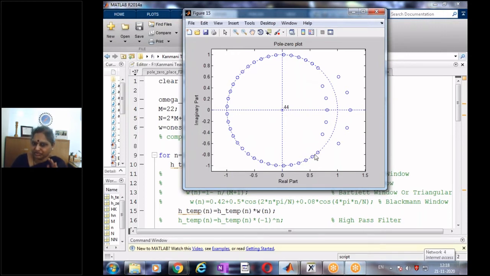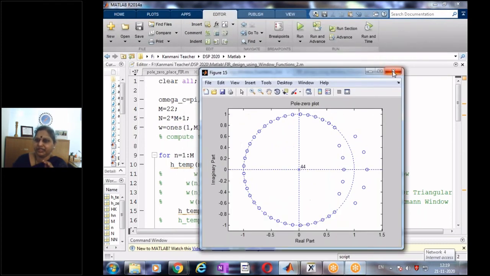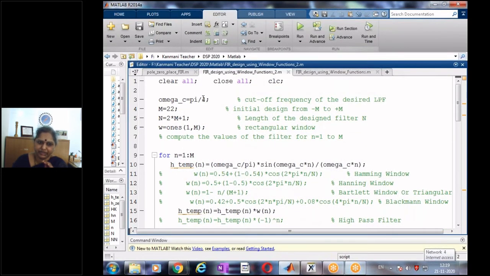See, most of the zeros are on the unit circle and a few zeros on the right half. By looking, I can make out that this is my cutoff frequency pi by 4. So let me change my cutoff frequency now. Instead of 0.25, since pi by 4 is nothing but 0.25 pi, let me make it, say, 0.4 times pi. So instead of 0.25 pi, I'm changing my cutoff frequency to 0.4 pi. Let me run the program now.